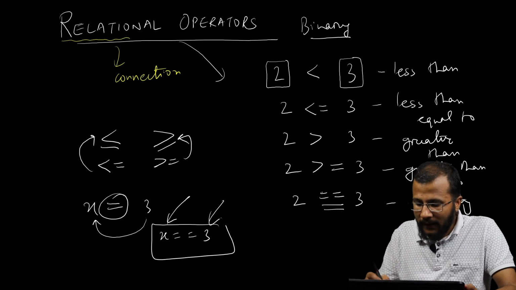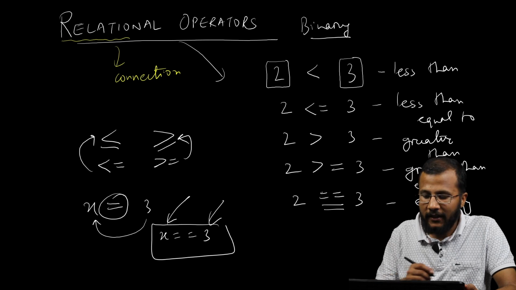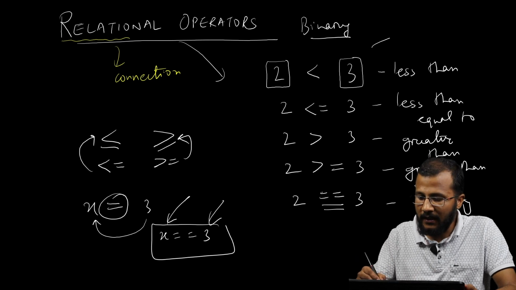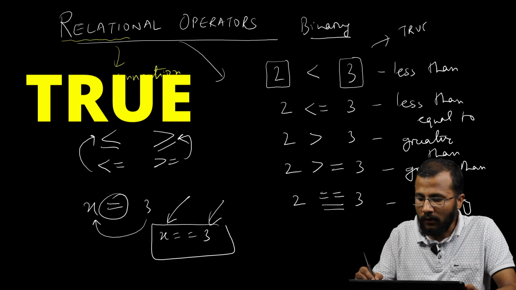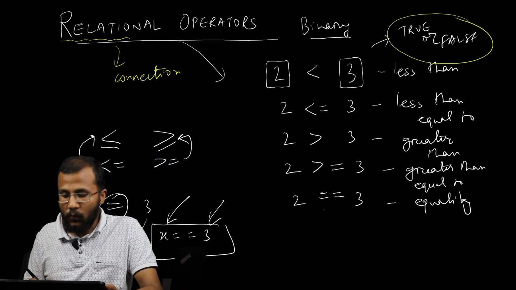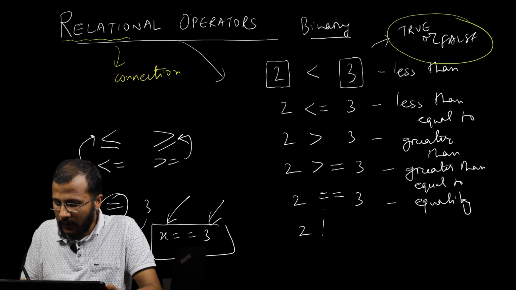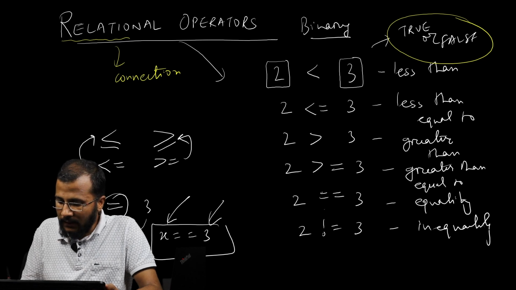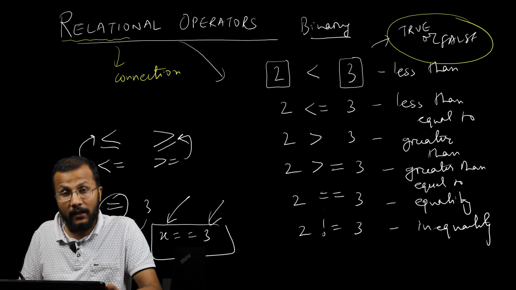Now for all these operators, if you can see, the output of these operators will be either in terms of true or false. The last one is not equals to. If I write 2 not equals to 3, this will check for inequality. This will return the value true if 2 is really not equal to 3.